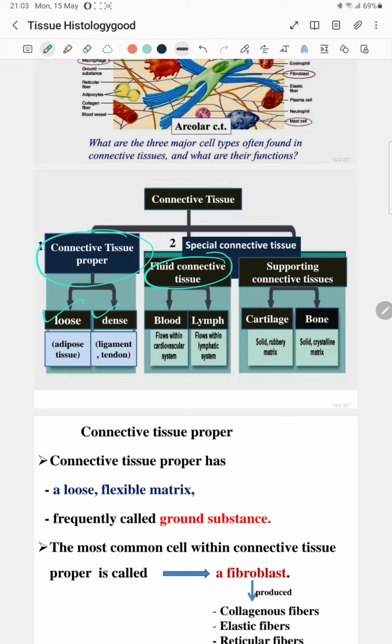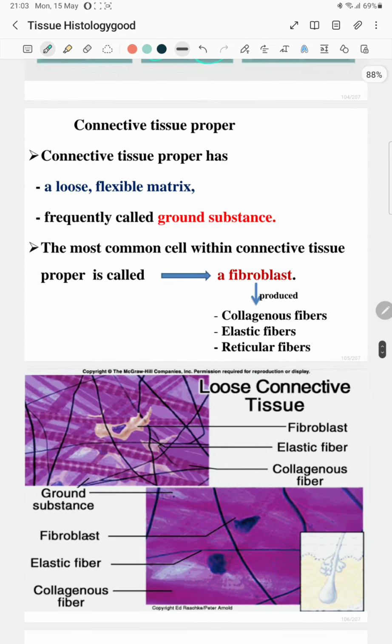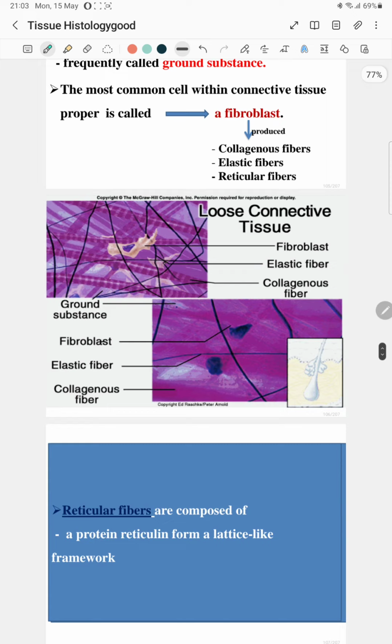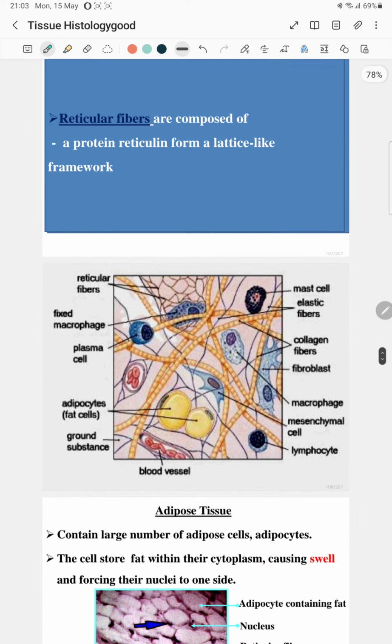Fluid connective tissues, like we have blood and lymph. Blood connects all the organs of our body. And supportive connective tissues, we have cartilage and bones. So connective tissue proper, like loose connective tissue, has fibroblasts, elastic fibers, collagenous fibers. These are not required for you all.